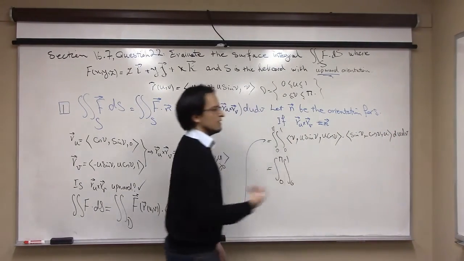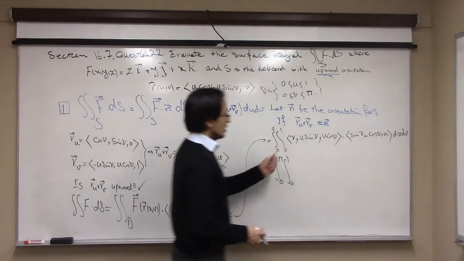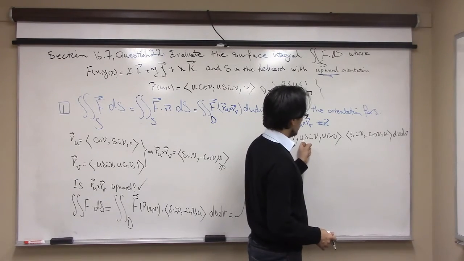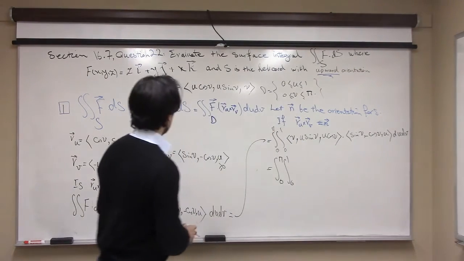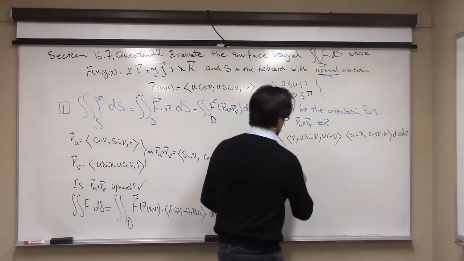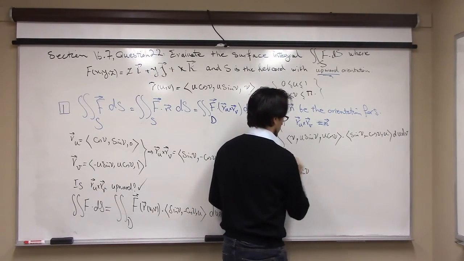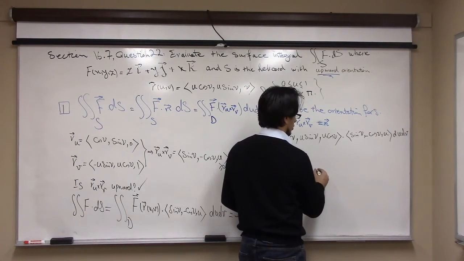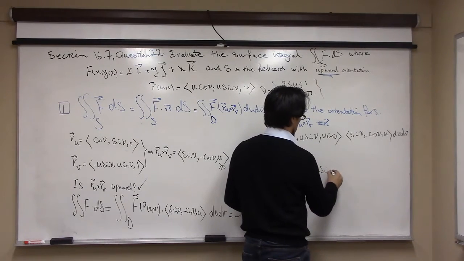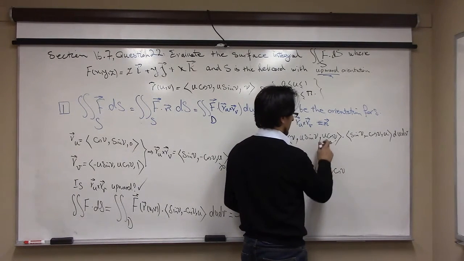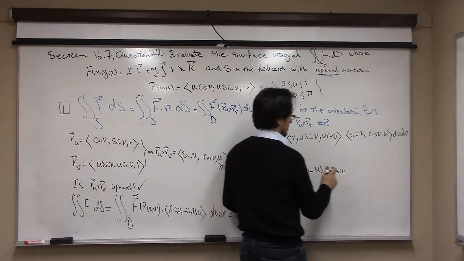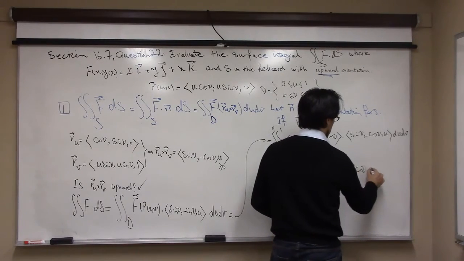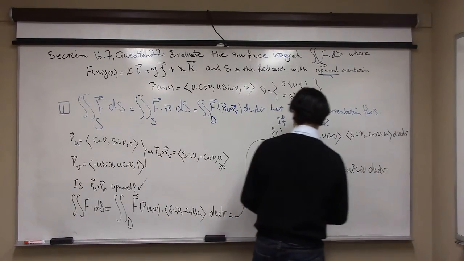If I dot product, I'm going to get a function in u and v. So uv times sine v, so it's v sine v. This term is minus u sine v cosine v. And this term is plus u squared cosine v, du dv.